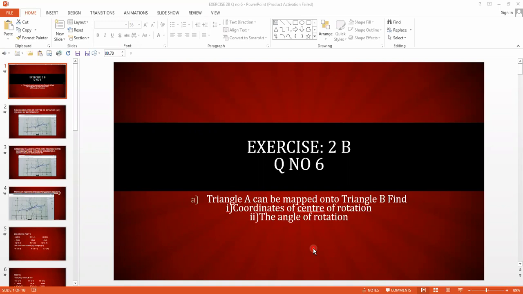Today we have to do exercise 2B, question number 6. According to this question, triangle, it has three parts. In the first part, A, it is written, triangle A can be mapped onto triangle B. And we have to find its coordinates of center of rotation, and the second one, the angle of rotation. Actually, these triangles are already drawn on Cartesian plane in question number 6.